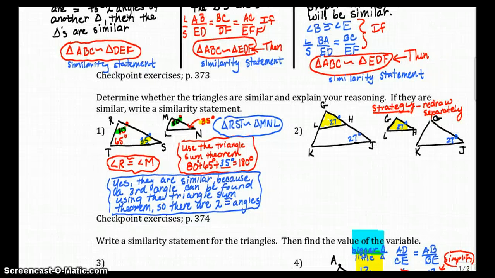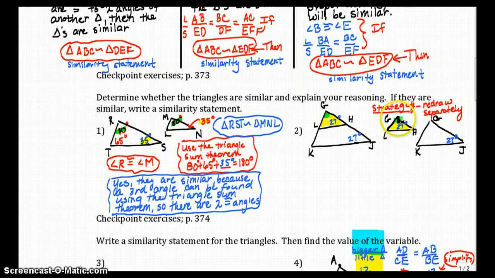Okay, so if you look at number 2, make sure you've drawn the pictures. One of the strategies in example 2 was to have you redraw the triangles separately. Now personally, I can see the overlap in my mind, so I don't want to redraw them, but if that helps you, you should do it. So GLH is a smaller triangle, and GKJ is the larger triangle. You can see there's still angle J is 27 degrees and angle H is 27 degrees. That may or may not be necessary for you. So we can see that they're sharing angle G.